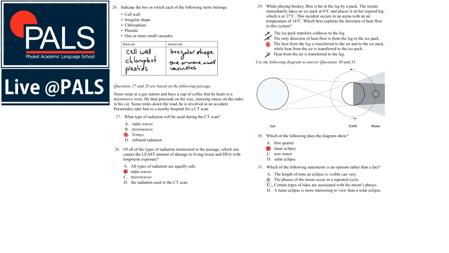The first three are definitely facts. They tell us specific pieces of information that relate to each other, whereas the last one is an opinion. A lunar eclipse is more interesting to view than a solar eclipse. Well, that is the opinion of a certain person, but might differ for another person. So the correct answer here is D.